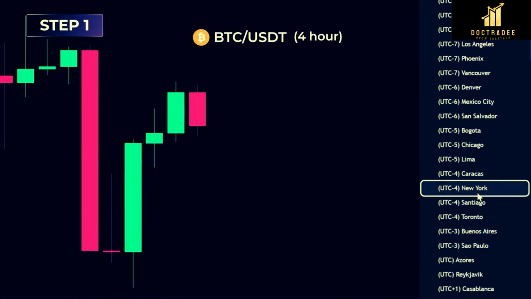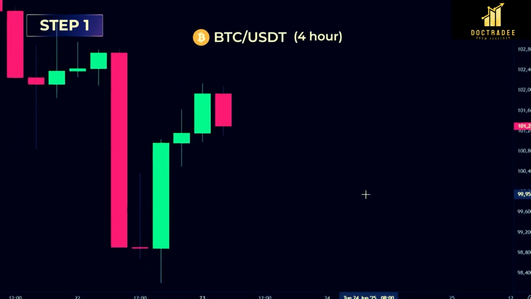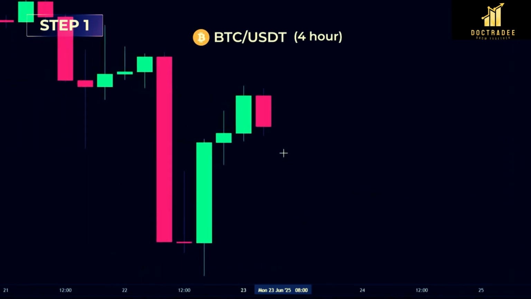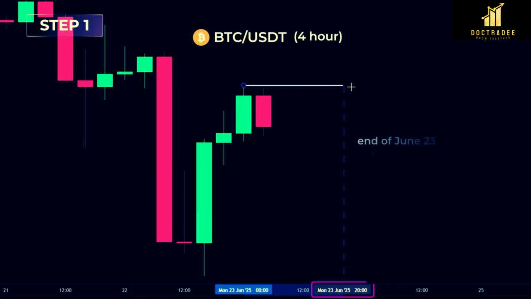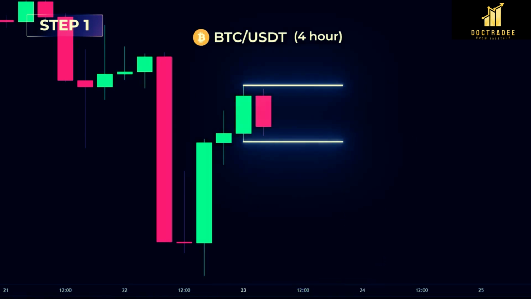Now, this step is very important because we want the first 4-hour candle to be based specifically on the New York time. Next, hover to the first 4-hour candle that formed on today's date. In this example, since it's June 23rd, the first 4-hour candle that formed today is this one. Then, simply draw a line at the high and low of that candle and extend both lines to the end of the day. That's your 4-hour range on this chart.